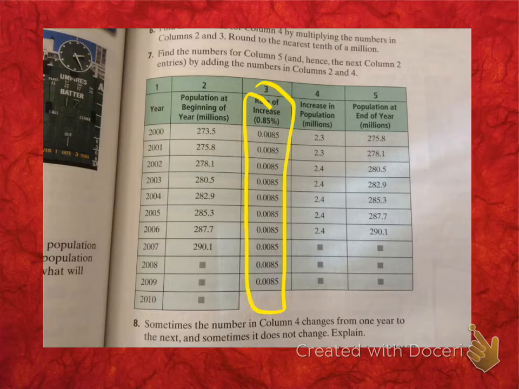I want you to notice something else here. You can't just do this one time and assume that we're always going up by the same amount. Initially, when I do 0.85% of the population, I'm only getting about 2.3 million new people a year.